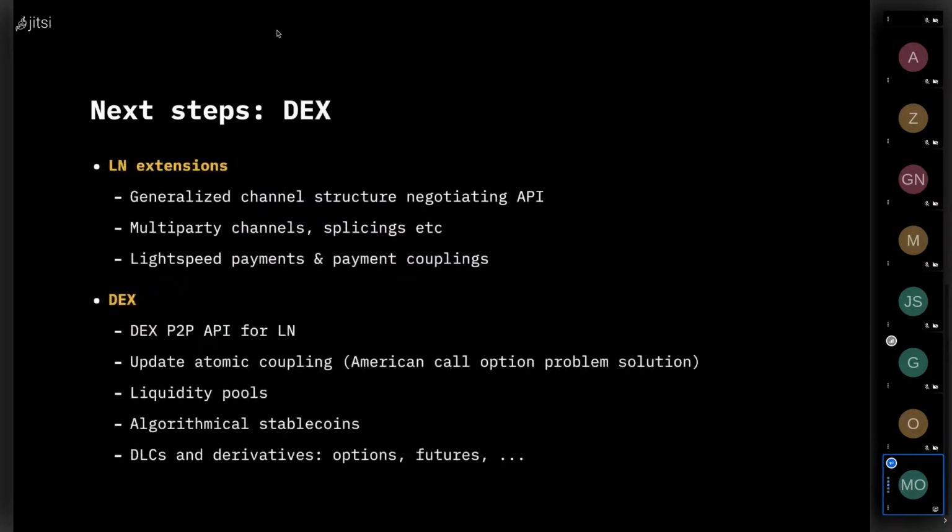And the next steps will be building the DEX functionality on top of that, which will require these changes to the Lightning Network. We will need more generic channel structure negotiation, so you can create more complex forms of channels than just the payment channels. Probably we will need multi-party channels, which can enable such things as liquidity pools, then do these couplings, which I was describing, and implement the parts of the DEX like P2P message APIs.